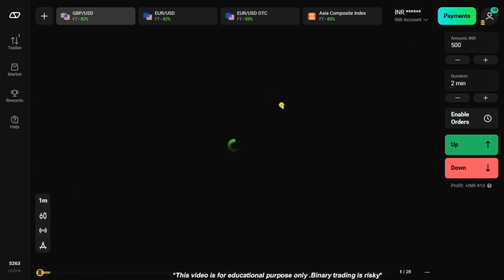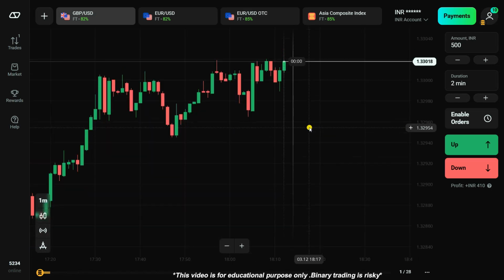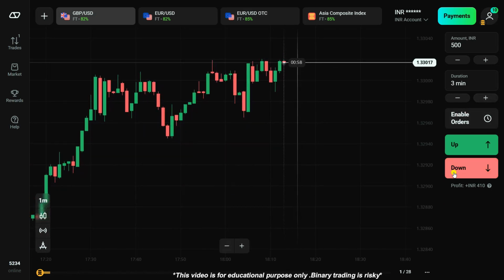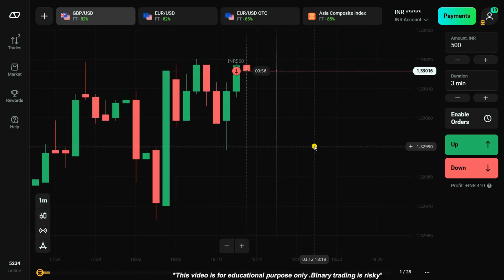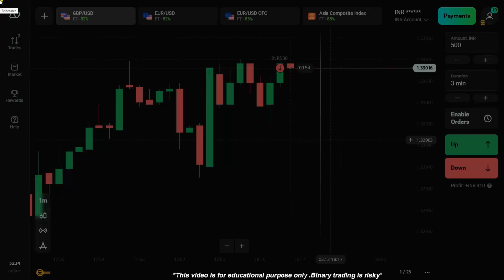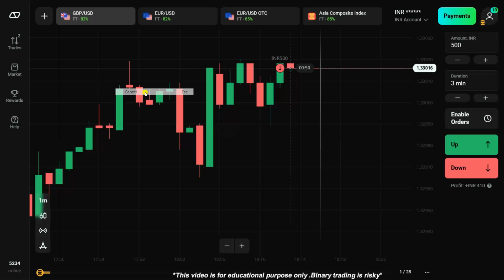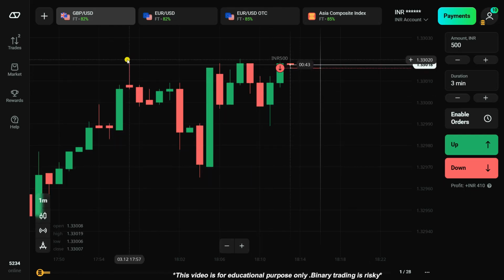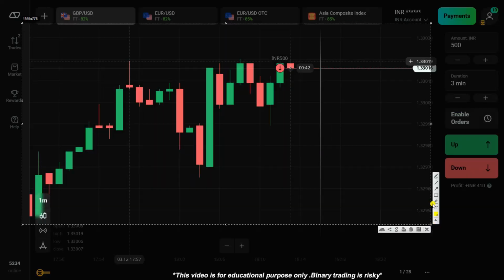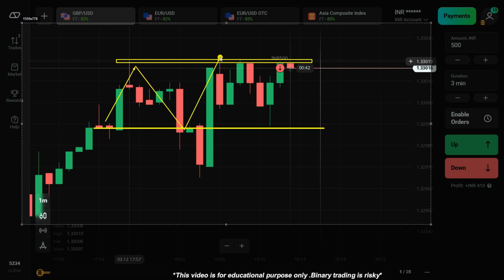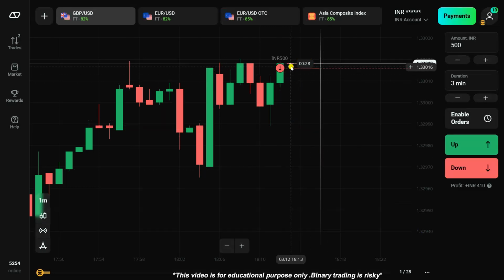Let's go for the GBP USD. I'm expecting a 3 minute downward direction trade, because the market is not forming lower highs and lower lows, and not higher highs and higher lows either, which is a sign of a ranging market. In this ranging market, we can expect 3 minutes down, buyers 3 minutes, sellers 3 minutes. So I predicted the downward direction for a period of 3 minutes.